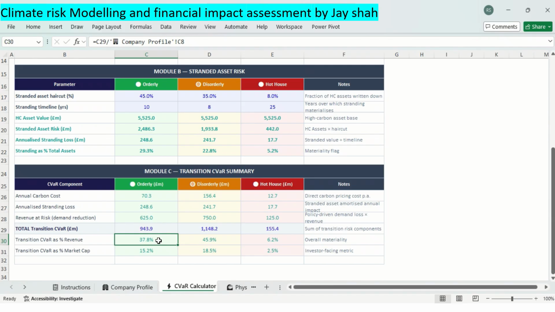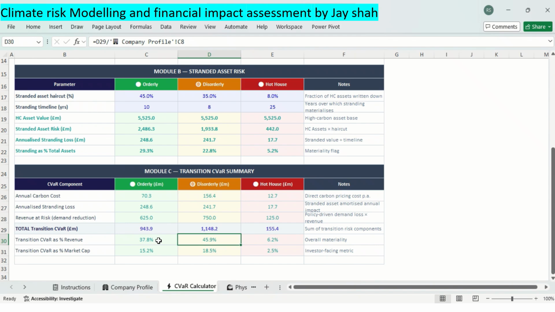Under disorderly it comes to 45.9 percent, and this metric is used in the TCFD strategy pillar, and also in ISSB and CSRD. It answers what fraction of annual revenue is at risk from the transition under each scenario. A number above 30% is typically considered highly material and would be flagged in sustainability reports.